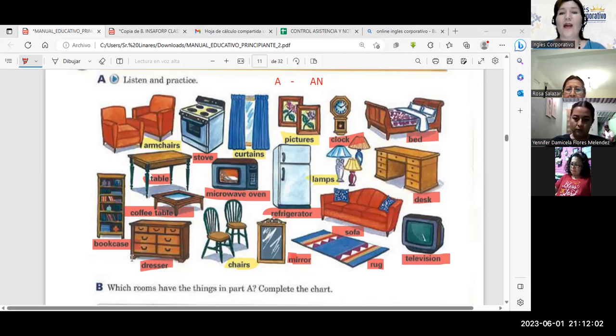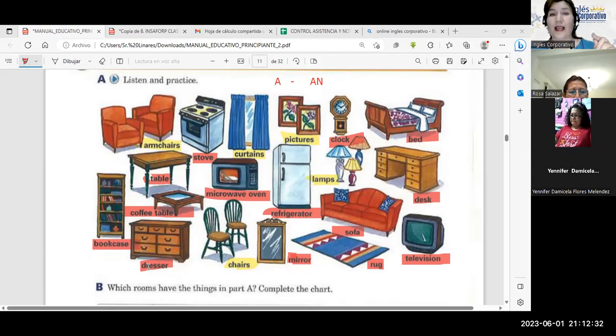If we are talking about the bed, so you say there is a bed, there is a desk, there is a television, there is a refrigerator, there is a sofa, there is a rug, there is a mirror, there is a coffee table, there is a table, there is a bookcase, there is a dresser, right? In this case, to explain or express what objects are in the different rooms, you use there is and there are. So set this, I can move to the next one.